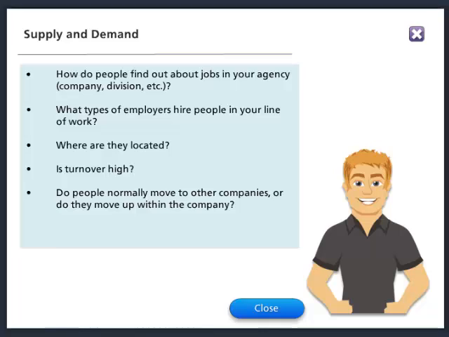Supply and demand. How do people find out about jobs in your agency? What types of employers hire people in your line of work? Where are they located? Is turnover high? Do people normally move to other companies, or do they move up within the company?